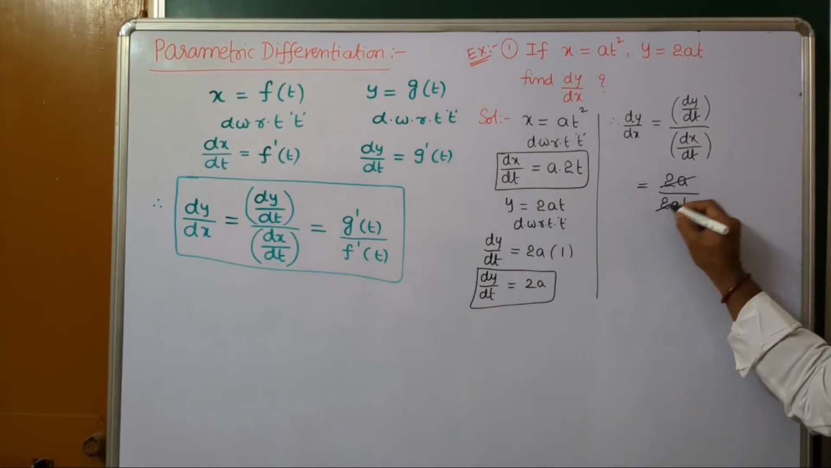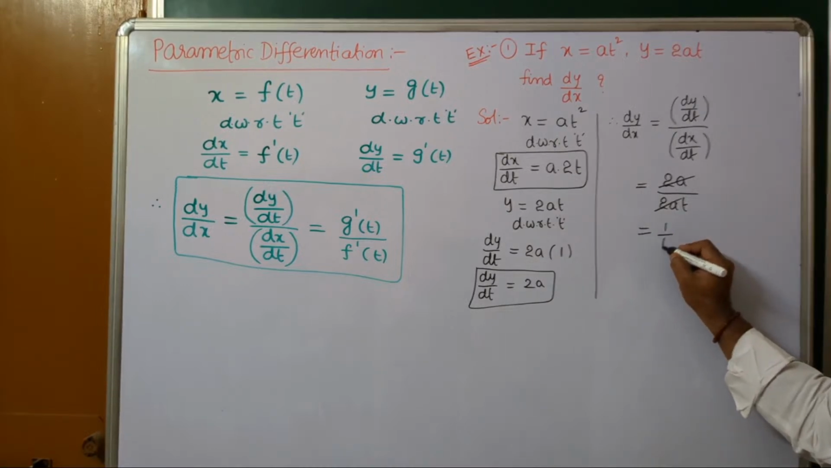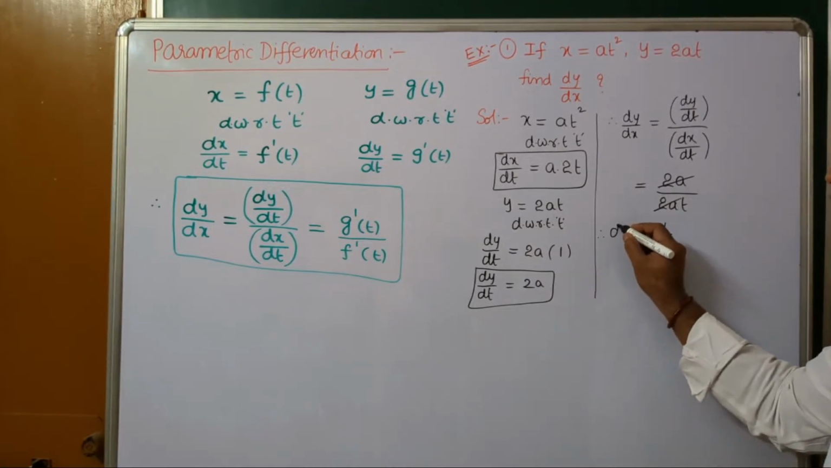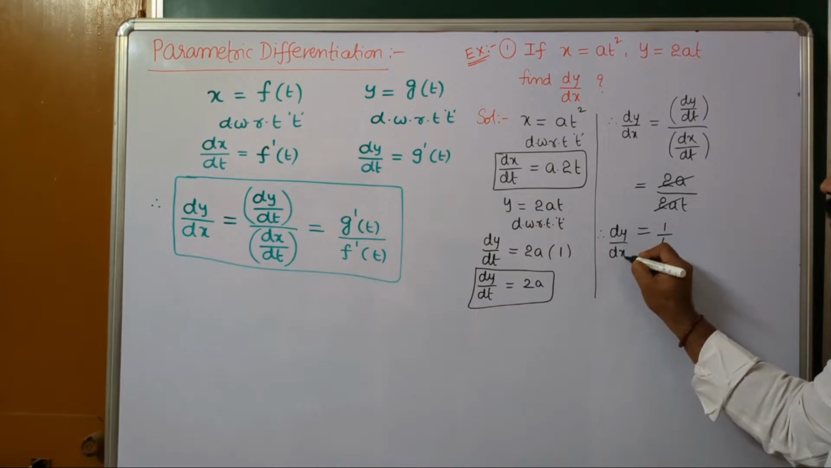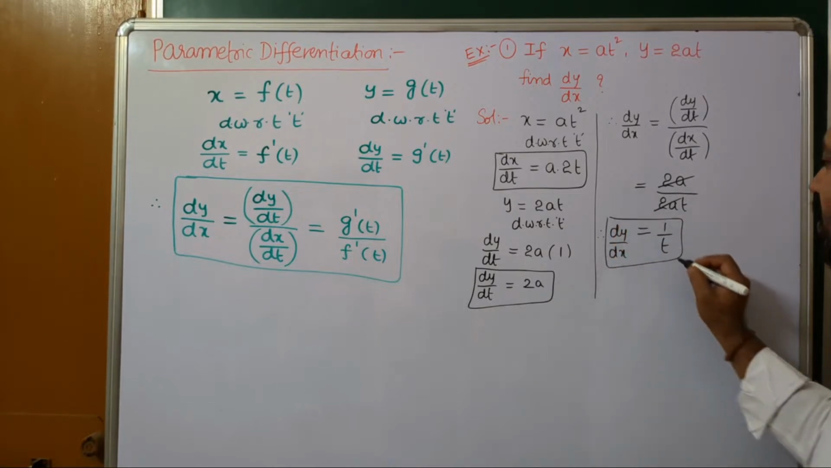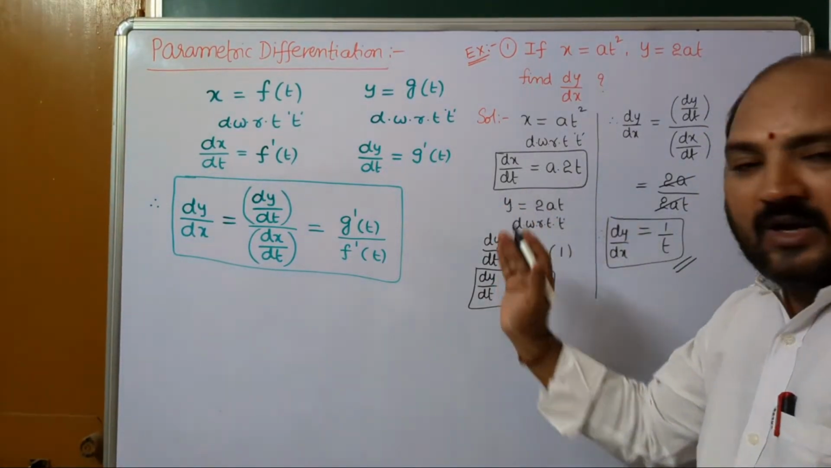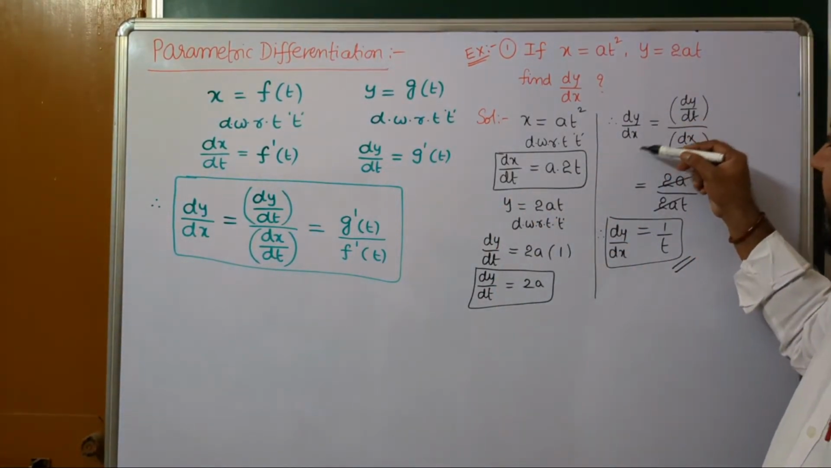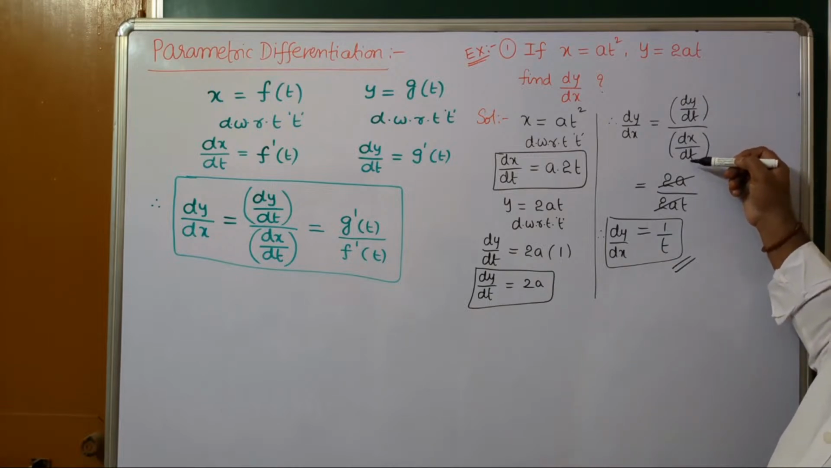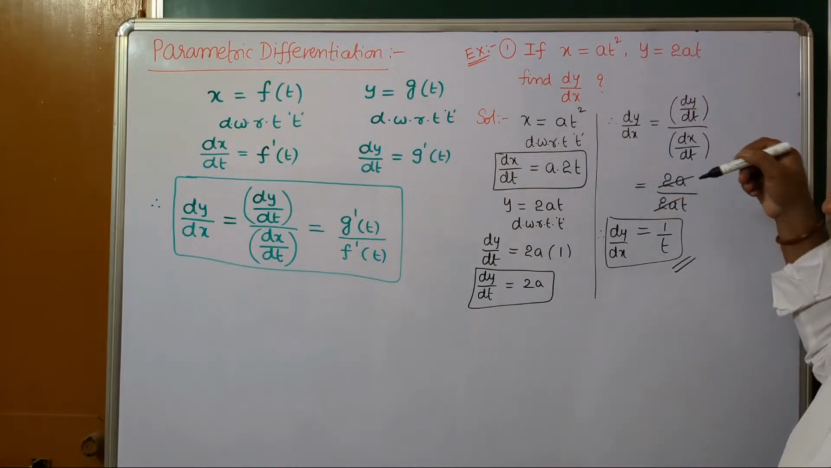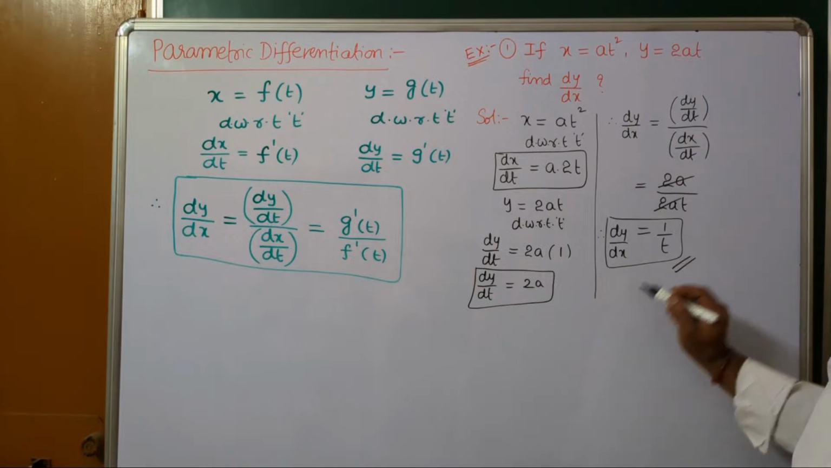So 2a gets cancelled, 1 by t. Therefore dy by dx is equal to 1 by t. This is the only answer. For calculating dx by dt, dy by dt, 1 mark. For writing dy by dx equal to dy by dt by dx by dt and substituting these values, simplifying and getting the answer, 1 mark.